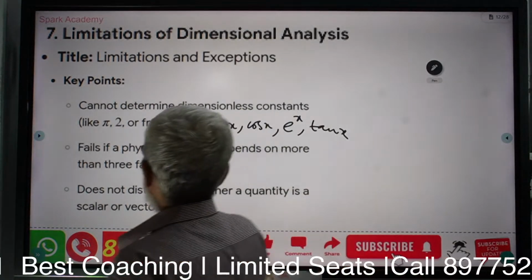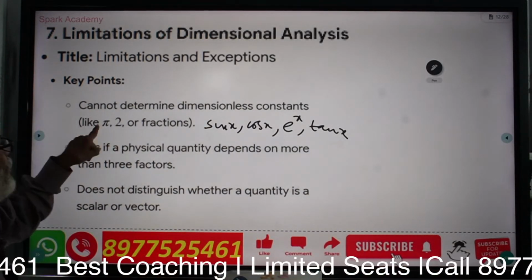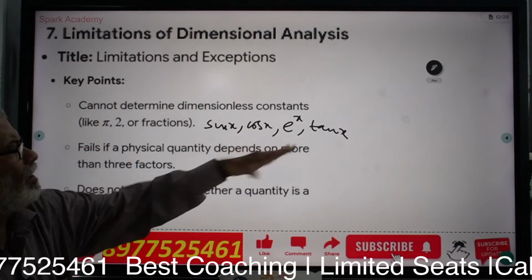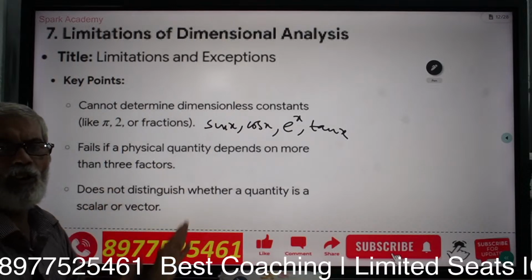There are some drawbacks in dimensional analysis. You cannot apply dimension to constants: pi, 2, sin x, cos x, e power x, tan x. So you have to ignore those.